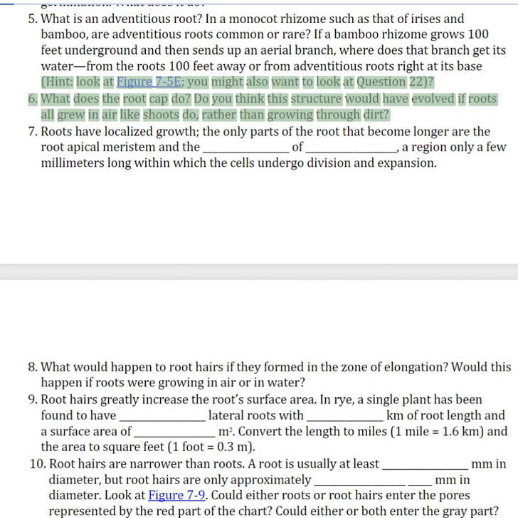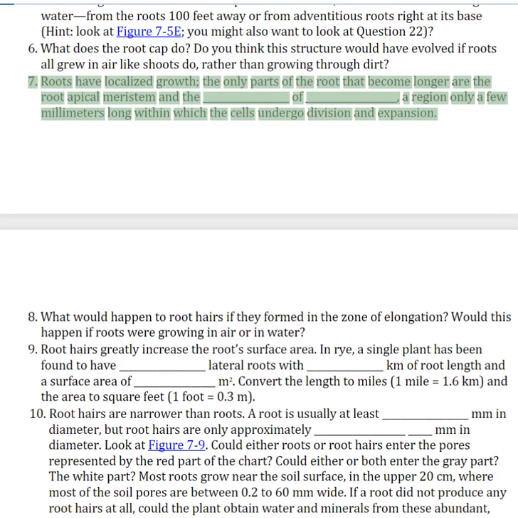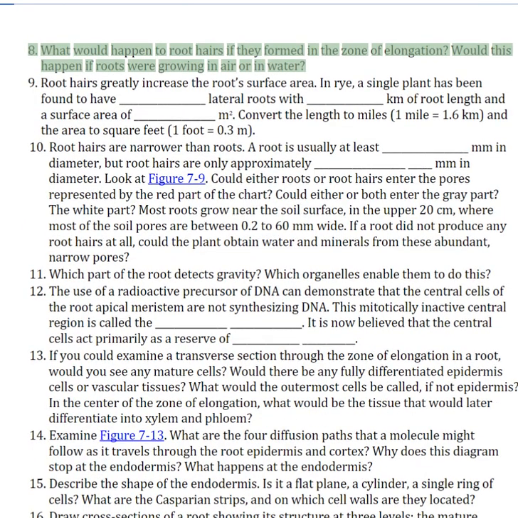through dirt? 7. Roots have localized growth. The only parts of the root that become longer are the root apical meristem and the zone of elongation, a region only a few millimeters long within which the cells undergo division and expansion. 8. What would happen to root hairs if they formed in the zone of elongation? Would this happen if roots were growing in air or in water?